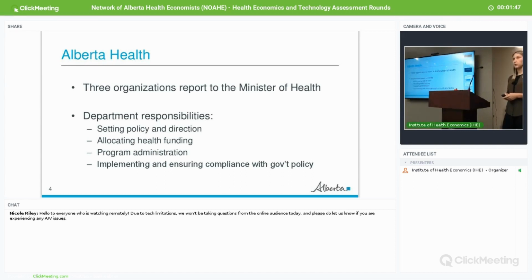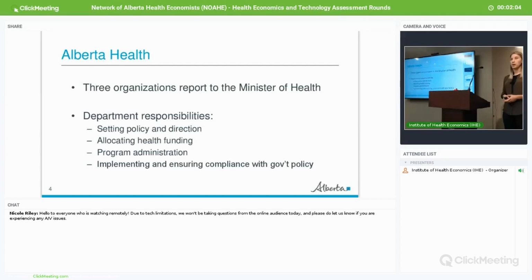So in the department, we have a few specific responsibilities. These are just 4 of about 7 that are commonly stated. A key responsibility is setting policy and direction and also allocating health funding. These are decision type responsibilities. So in analytics, we're always trying to provide the best available information to support decision makers in making those decisions.